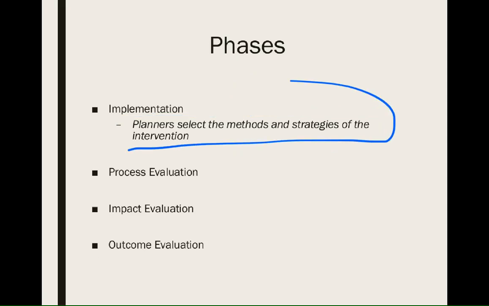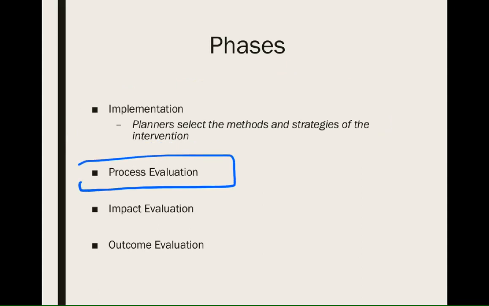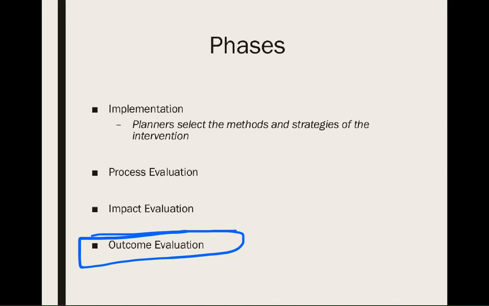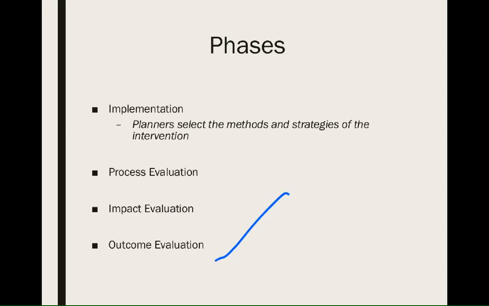After you implement, you will evaluate your event. After you evaluate your event, the next phase is you see, is there any impact on your event? Contoh yang merokok tadi, berkurang tak orang yang merokok di sana? Macam tu. And then the last one is outcome evaluation. Kamu tengok outcome dia ada perubahan tak untuk jangka masa panjang. That is outcome evaluation.